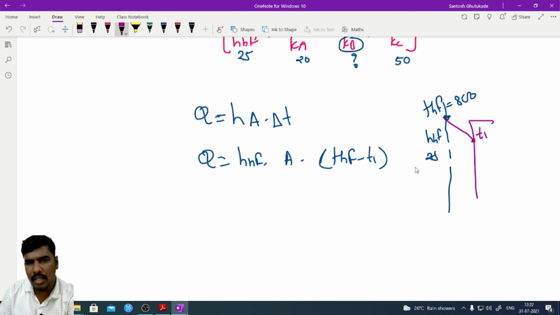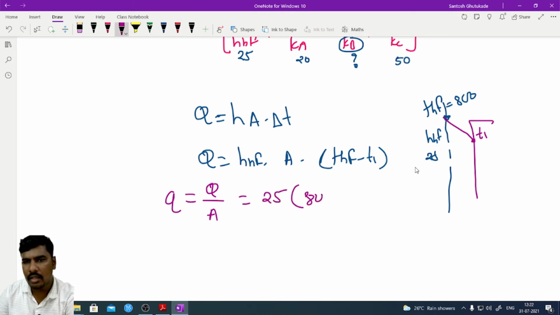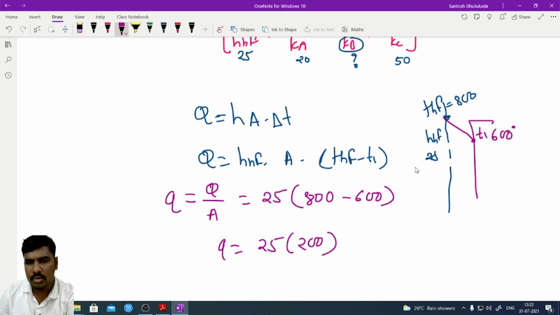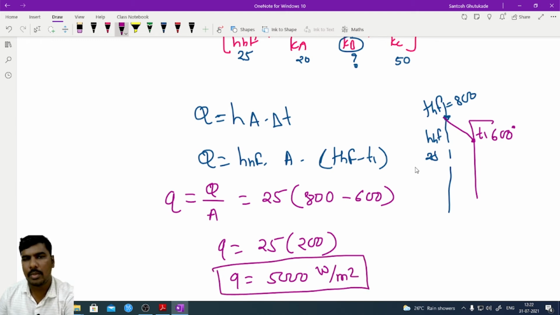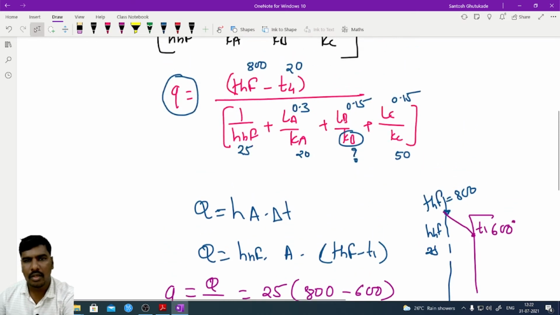So I will take this Q by A toward this side. This becomes small q, the heat flux, equal to HHF, which is 25 as given in the problem, times THF, which is 800, minus T1, which is given in the problem as 600. So 800 minus 600. This becomes small q is equal to 25 into 200. So q is equal to 5000. The unit of Q is watt and area is per meter square. So q is equal to 5000 watt per meter square. Here we got the q value.